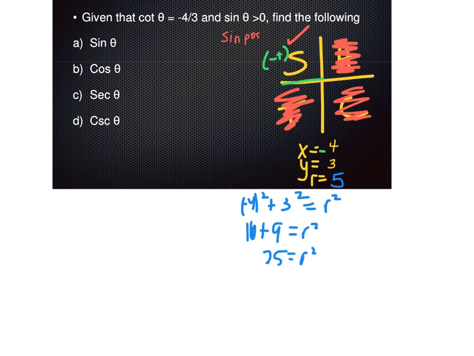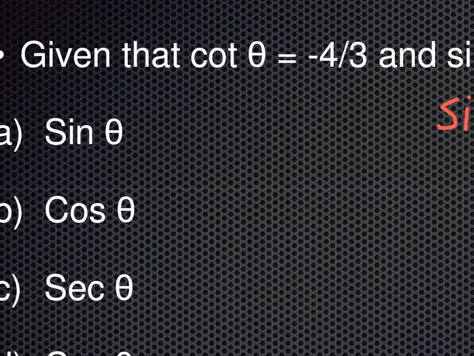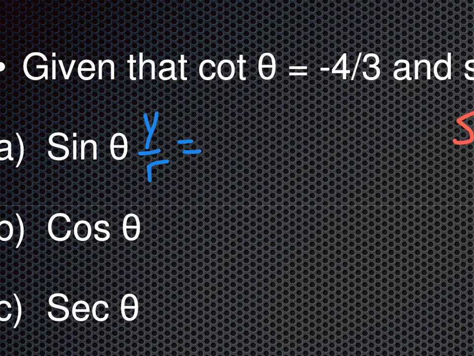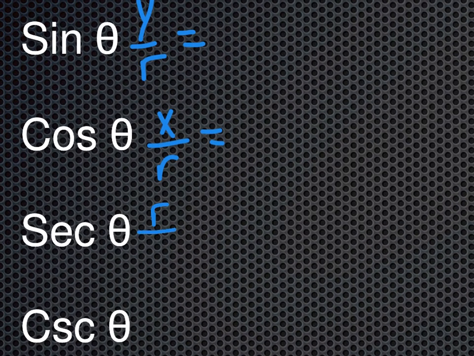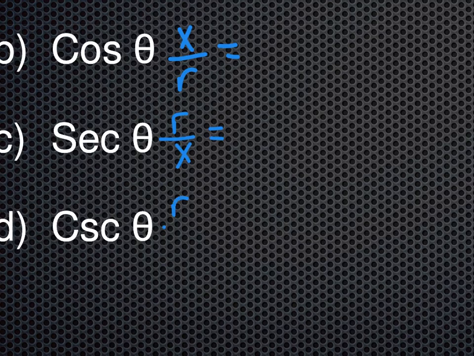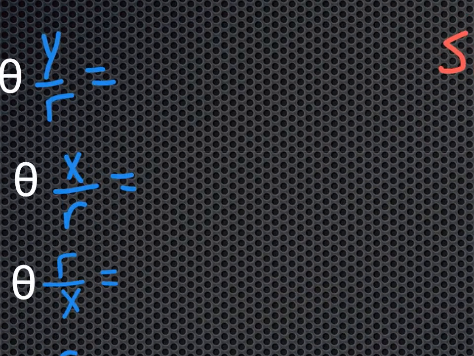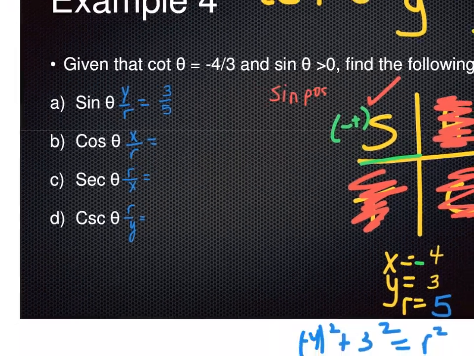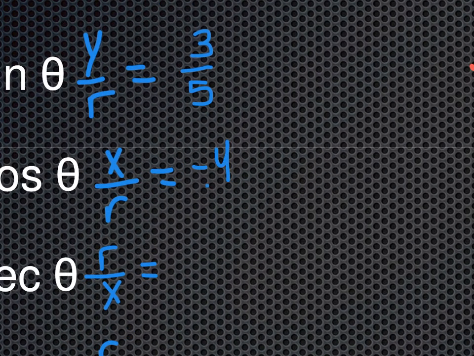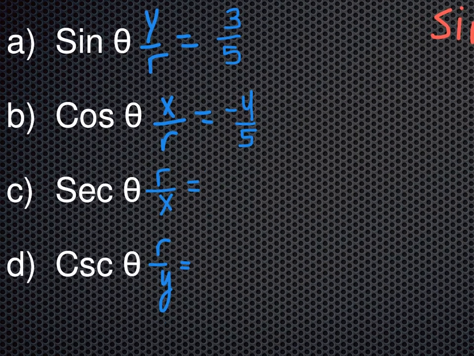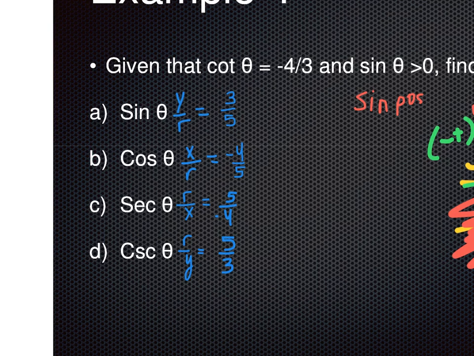Now can we find the trig functions that are left? Yeah, it's real easy. What is sine? What over what? Y over R. What's cosine? X over R. What is secant? R over X. What is cosecant? R over Y. So now just fill in, given the numbers that we have. Y over R, 3 over 5. X over R, negative 4 over 5. R over X, 5 over negative 4. R over Y, 5 over 3. So that is how you'll be asked on your test how to figure out these things.